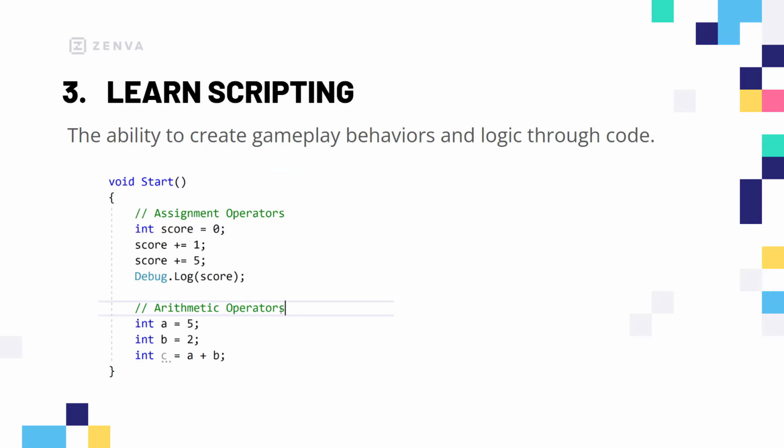We are then going to learn scripting. This is going to allow us to start coding in gameplay behaviors to make our objects and games work in the way that we want them to.